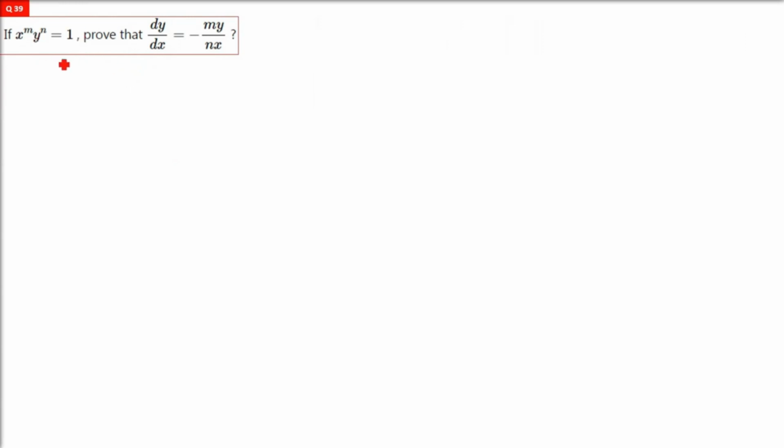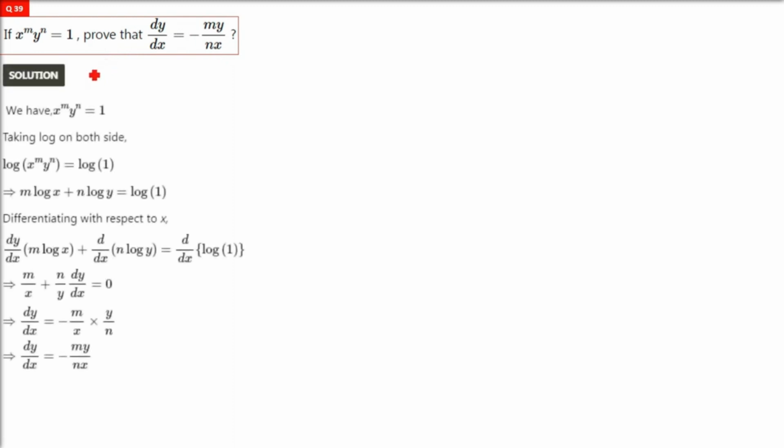x to the power m, y to the power n multiplied is equal to 1. So dy by dx has to be equal to minus my by nx. Now let us see. We'll take a log, that is the best option for us, and log of a into b is log a plus log b. So I'm taking log on both sides: log of x to the power m into y to the power n is equal to log 1.